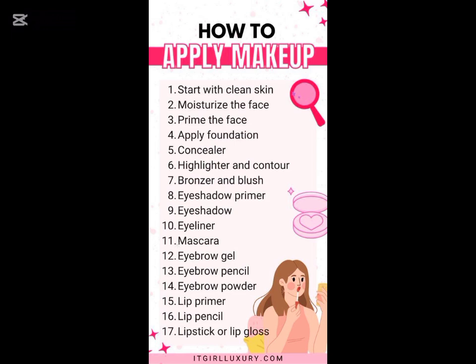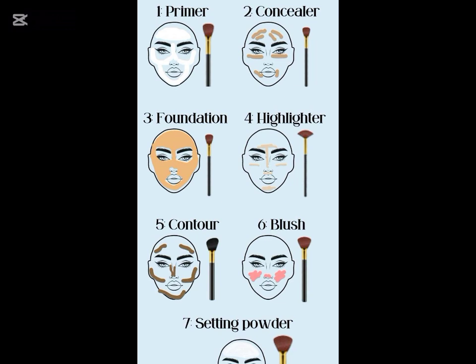When you apply the daily makeup routine, you can apply these 17 steps, which are more important for your makeup. When you start your makeup, you can apply all these steps one by one. First of all, you apply your skin primer, second concealer, third foundation, fourth highlighter, fifth contour, sixth blush, and seventh setting powder. When you start the makeup, follow these steps one by one. These things are more important to complete your makeup.